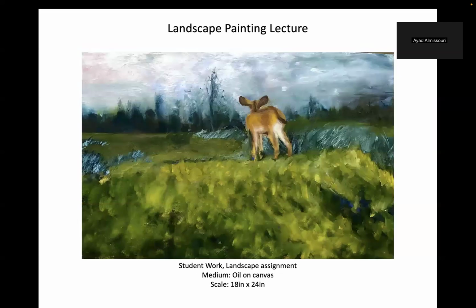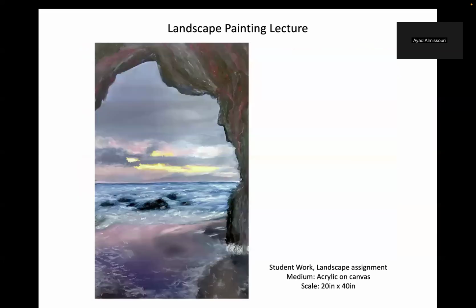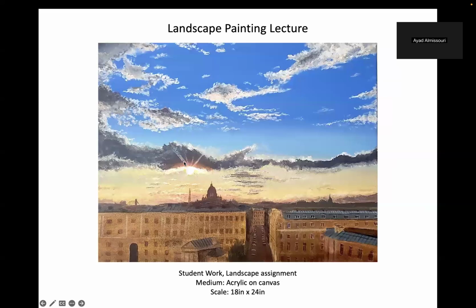Here's another great example. This is an oil painting that one of the students used, but wanted to incorporate a little bit of nature. Here's another example of really great uses of cooler but also warmer colors in the middle ground, foreground, and background. Love how the light is coming in from the sun through all those clouds in the background.